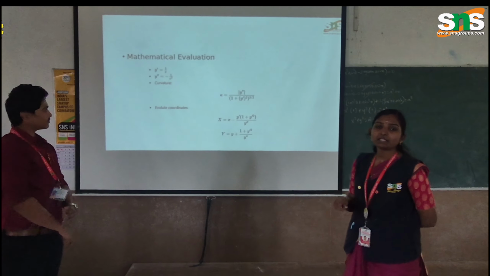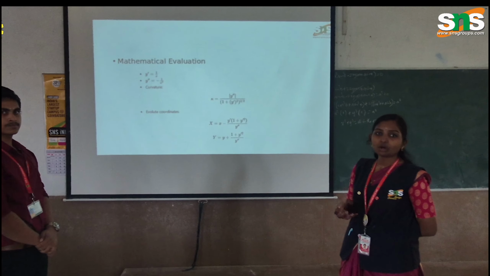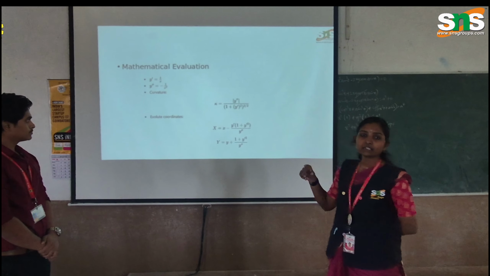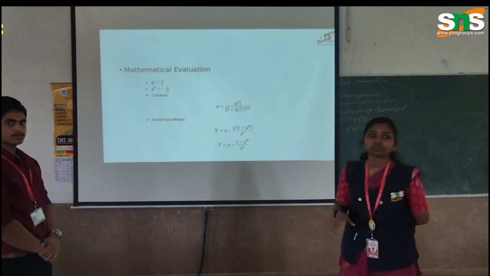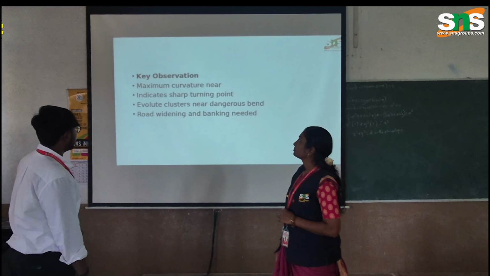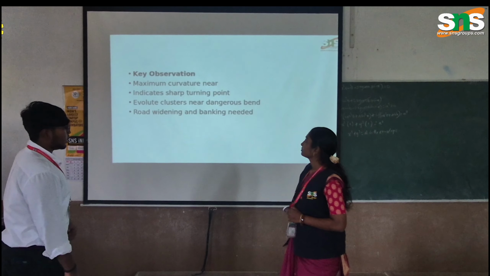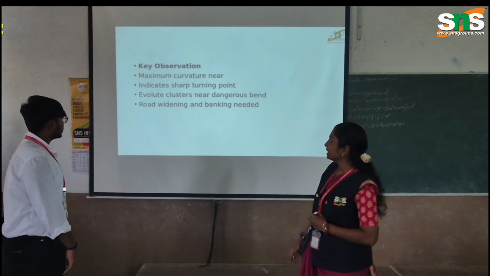Okay, this is the mathematical evaluation concept wherein we will be having the formulae of the evolute concept, where we have the curvature here, and in the next 2 points we have the x bar and y bar, the centers of curvature. Key observation: maximum curvature near indicated short turning point. Evolute cluster near dangerous zone. Road widening and banking needed. So these are the key observation points noted in the highway safety area.